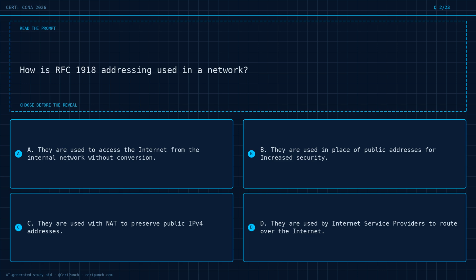Question 2 of 23. How is RFC 1918 addressing used in a network? Option A. They are used to access the internet from the internal network without conversion. Option B. They are used in place of public addresses for increased security. Option C. They are used with NAT to preserve public IPv4 addresses. Option D. They are used by internet service providers to route over the internet. Lock in your pick before the reveal. Trust the read. The answer is Option C.